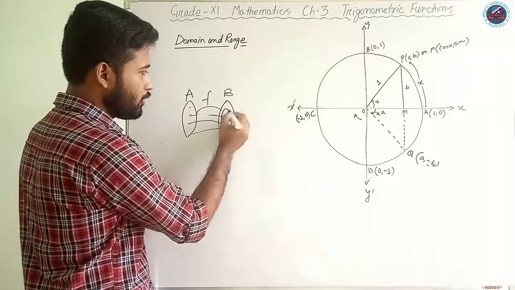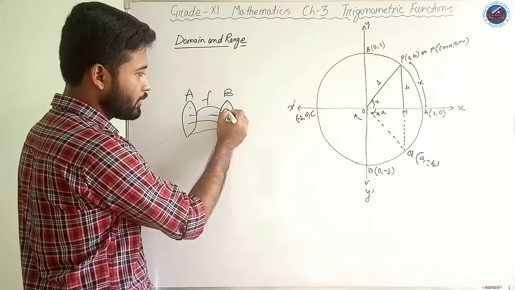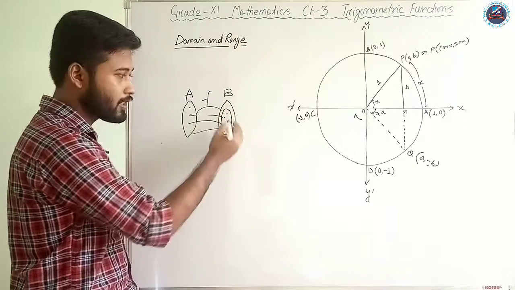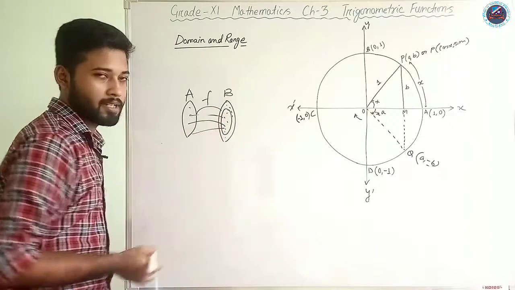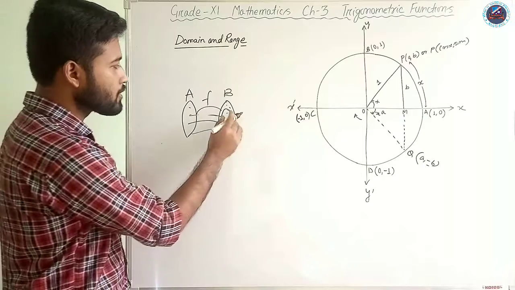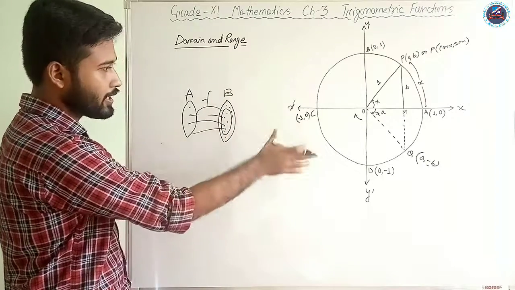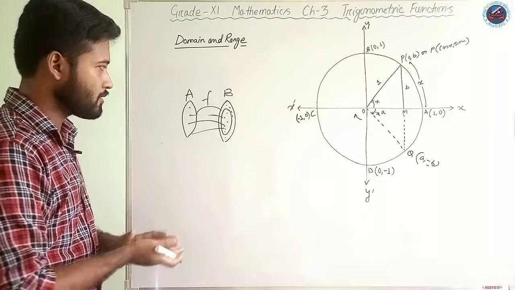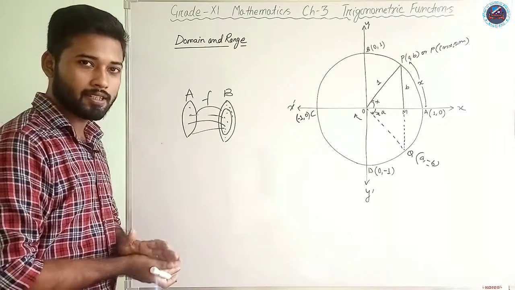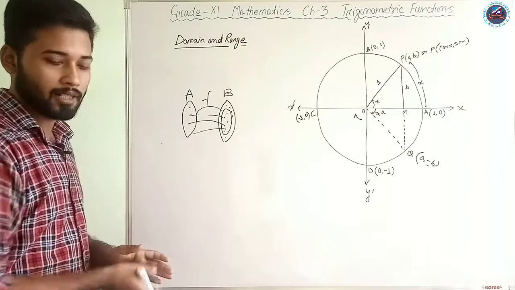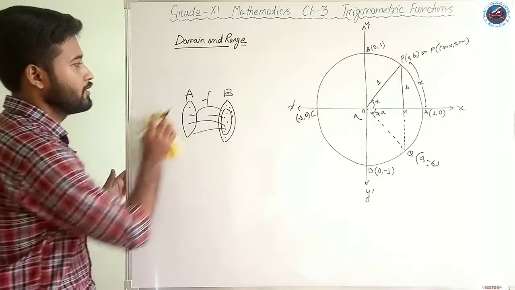Not necessarily are the range and codomain the same, so there might be some elements remaining behind. Now, trigonometric functions are also functions, so they will also have a domain and range, isn't it? We shall see what the domain and range are for the trigonometric functions.